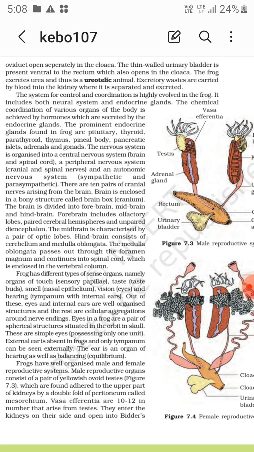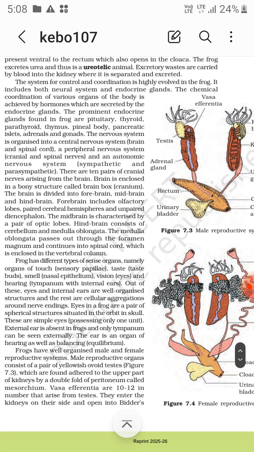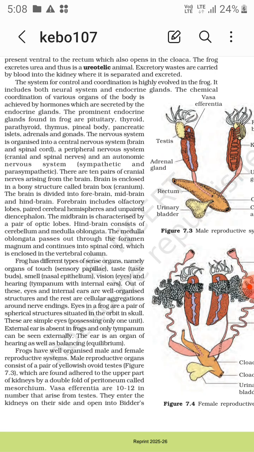The midbrain is characterized by a pair of optic lobes, and the hindbrain consists of the cerebellum and medulla oblongata. The medulla oblongata passes out through the foramen magnum and continues into the spinal cord, which is enclosed in the vertebral column, right?